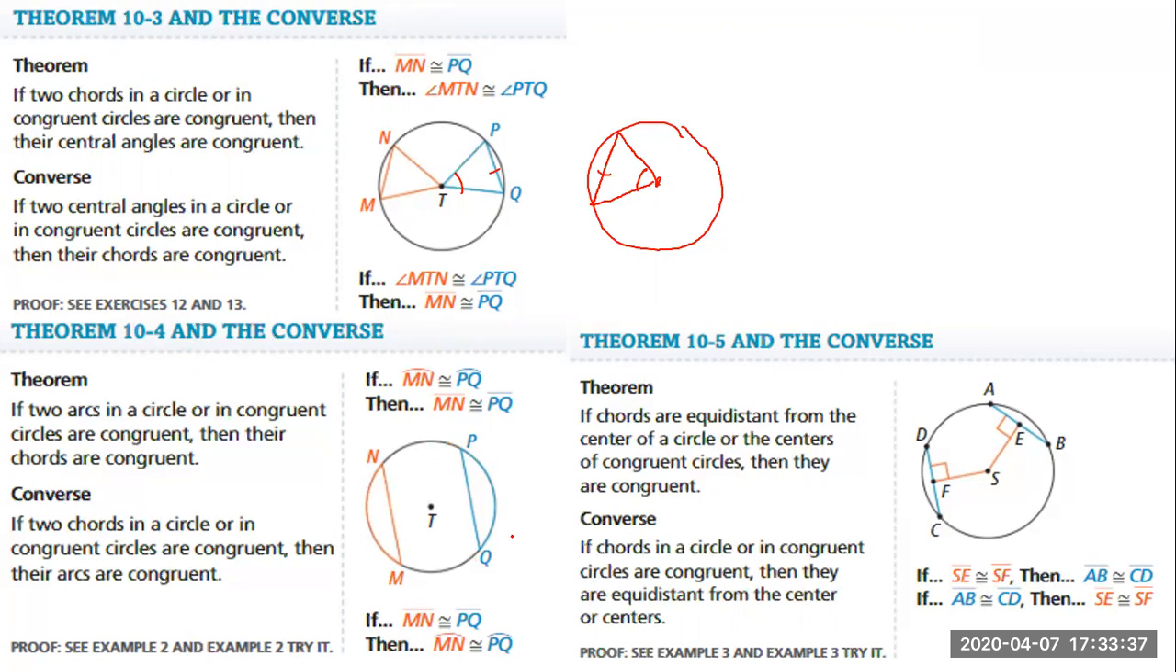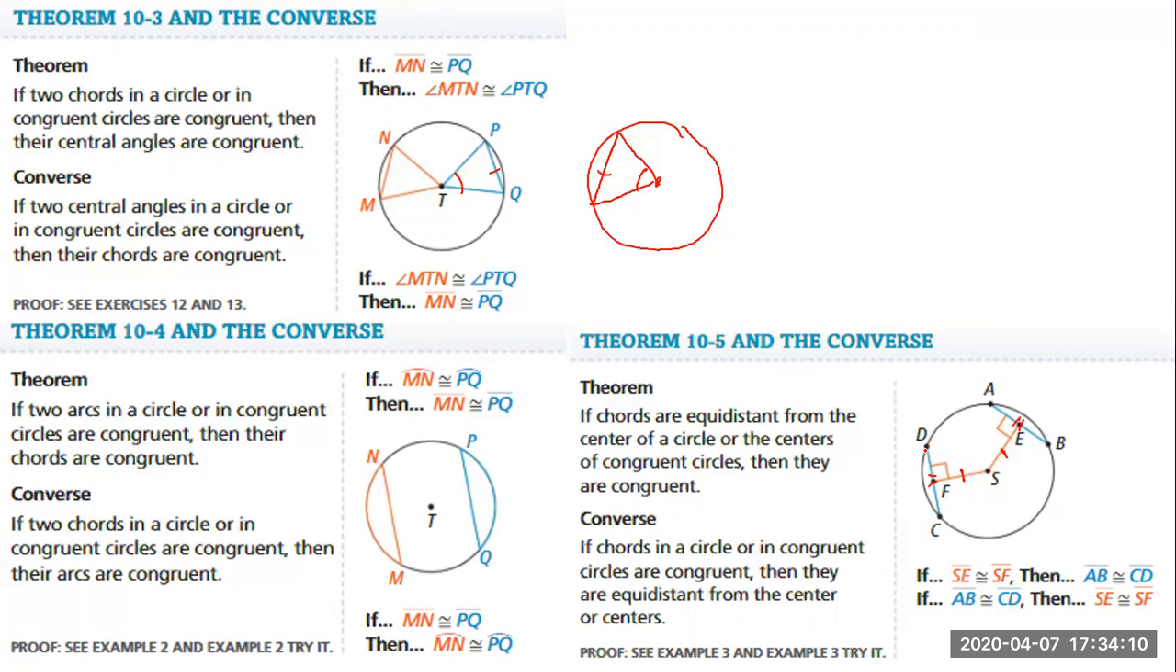If the chords are congruent, then the arcs are congruent. Notice there's a converse for each one of these. For every single one of these theorems that's listed here, the converse is also true. For the next one, if chords are equidistant from the center of a circle or the centers of congruent circles, then they are congruent. So that's saying that if this piece and this piece, FS and SE, are congruent, then the chords DC and AB are congruent.